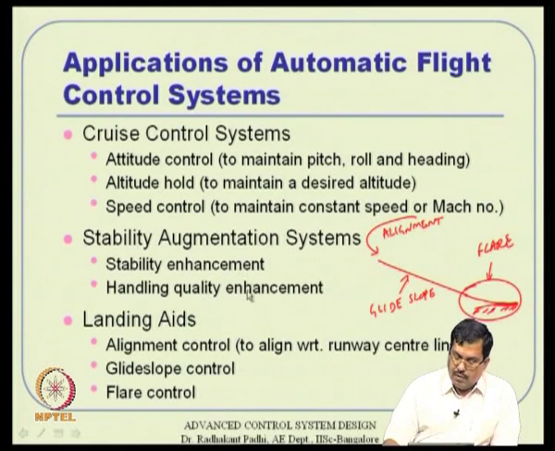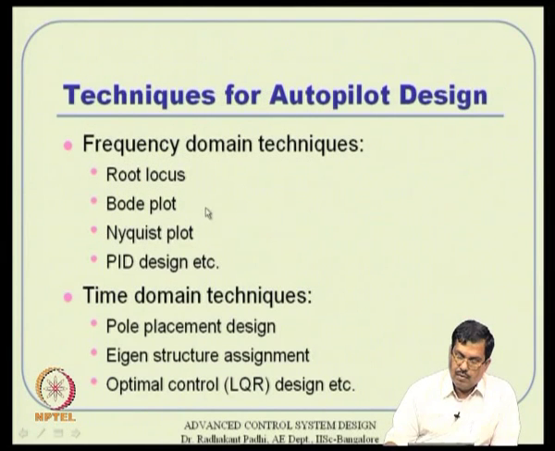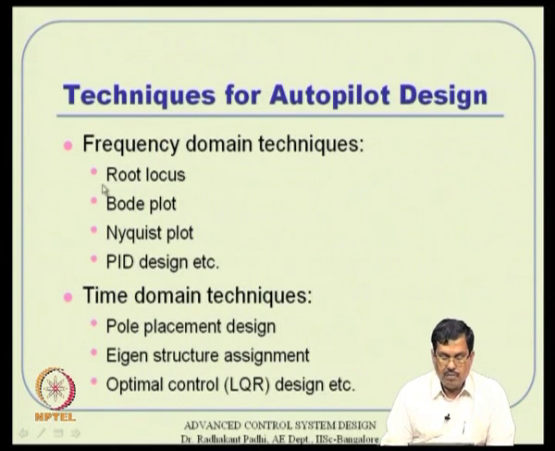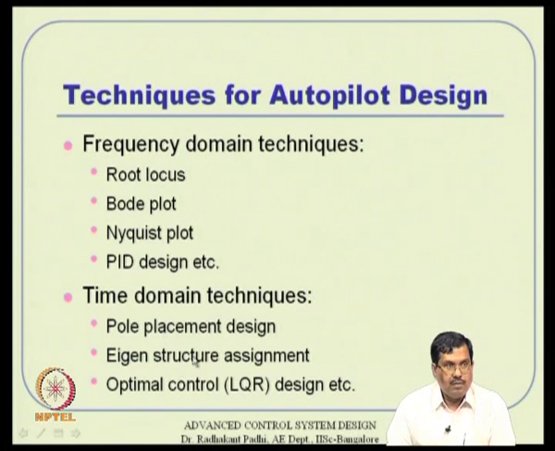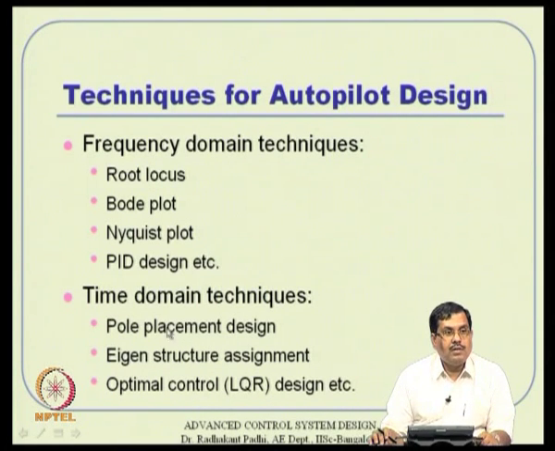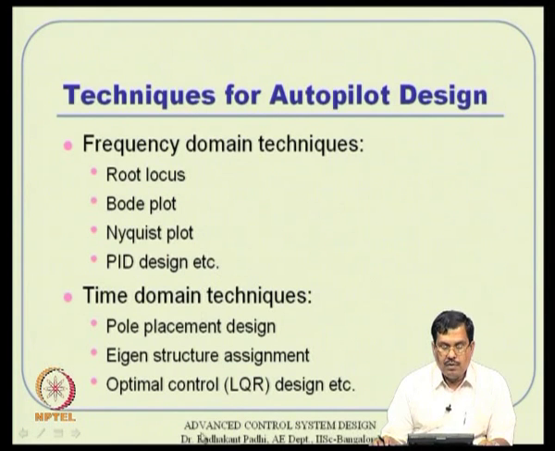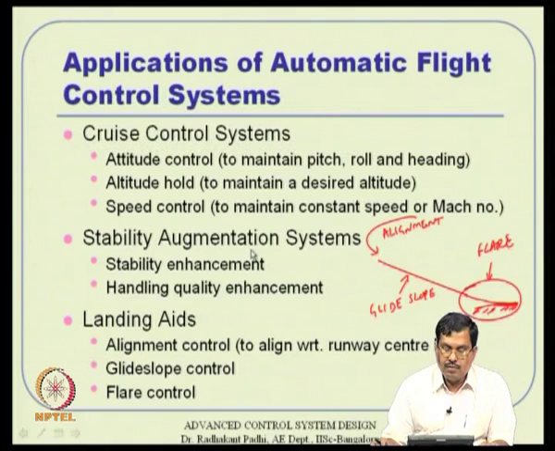Alright, so there are various levels that we discuss here. As far as techniques that we have studied, there are root locus, Bode plots, Nyquist plots, PID design. In time domain techniques, we have studied pole placement, eigenstructure we did not study, but optimal control like LQR design we have studied, and things like that. So all these techniques can become quite handy for addressing those issues that we discussed. For the rest of the class, I will give you some examples. We will not talk about each and every system; we will just take you through a couple of situations and examples, which will give you a good feeling of what is going on.